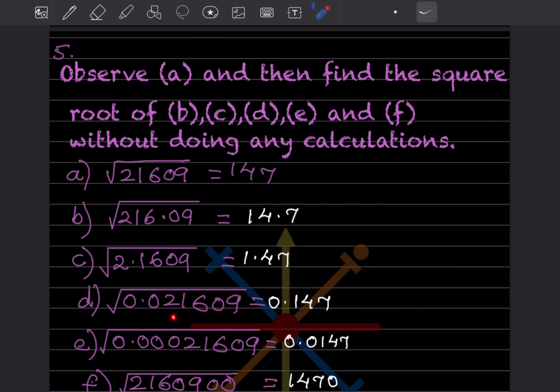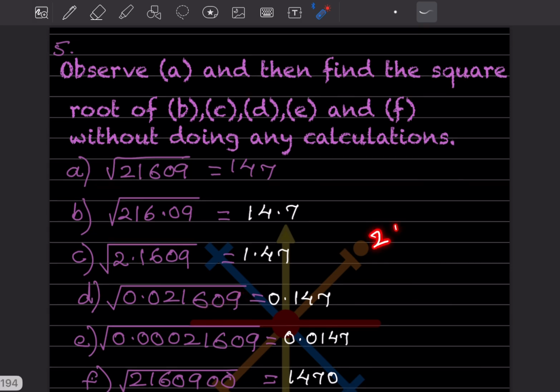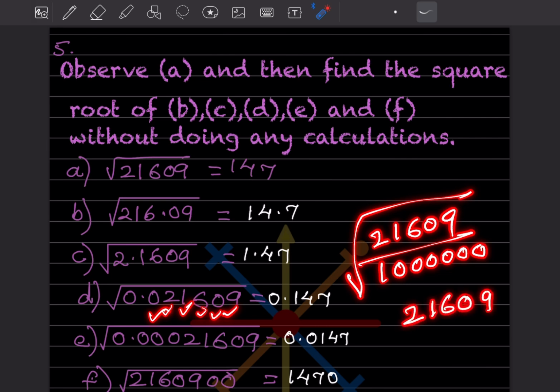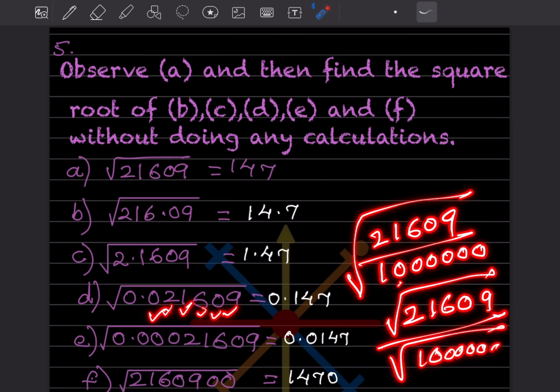Or this can also be written as 21609 divided by 1, 2, 3, 4, 5, 6. But that is a lengthy method. So this is going to be root of 21609 divided by root of 1, 2, 3, 4, 5, 6. When you know for this one already 147 is given, so I will write here 146.